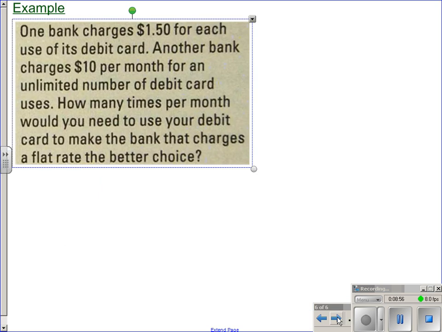All right, I would like you to try this problem by yourself at home. Come into class with this hopefully worked out and solved, and we'll talk about it first thing in class.